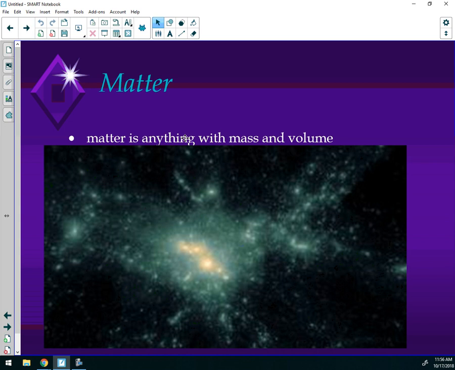Okay, what is matter? Matter is anything with mass and volume. Or you may have heard the definition, anything that has mass and takes up space, because takes up space means volume, right? So that's your definition of matter. Make sure you have a good working definition of matter.